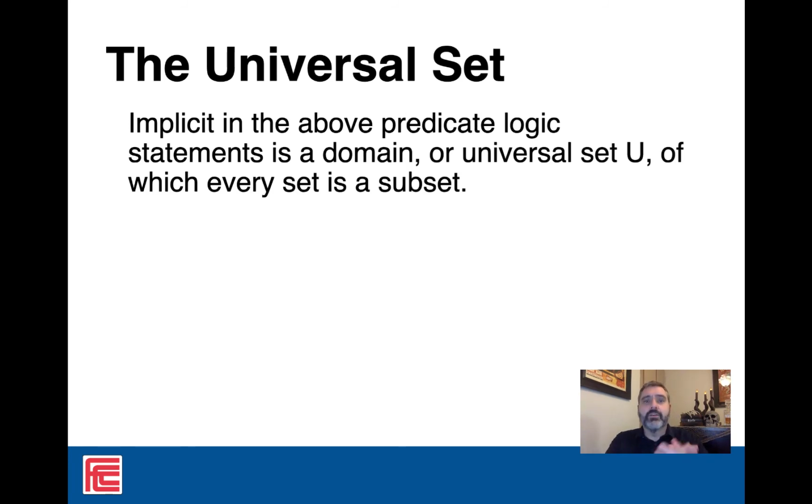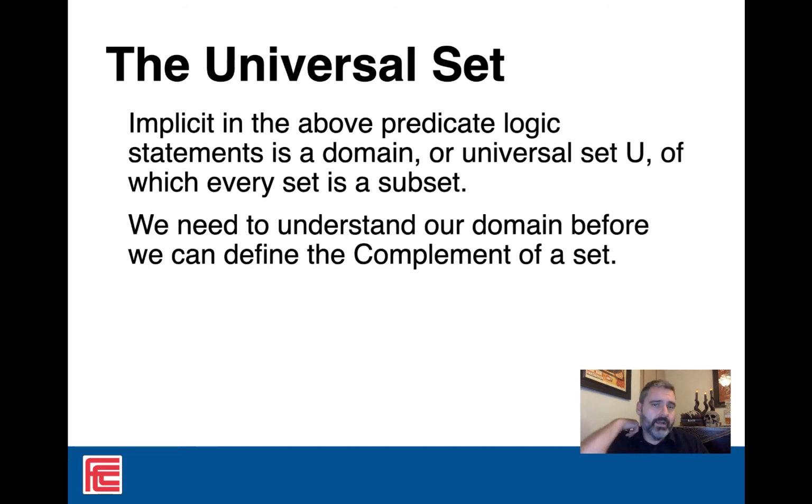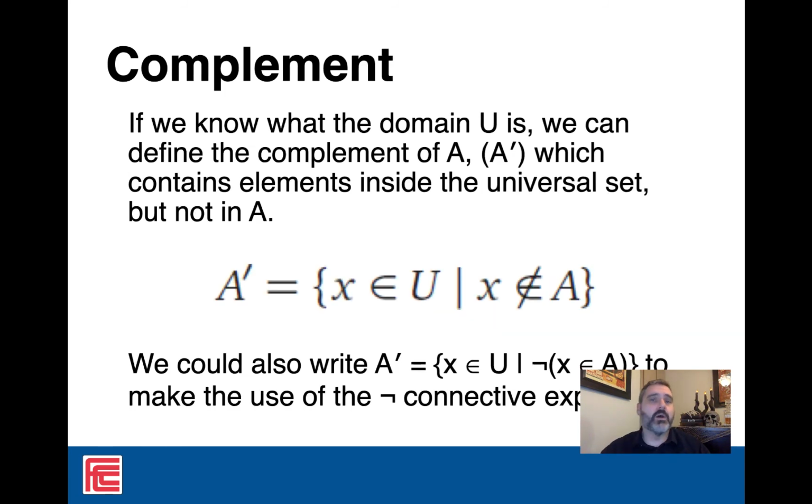Anyway, universal set. So basically, the universal set represents what we're talking about. It's our universe of discourse, our domain. It's only really needed because we need it to know the next concept, which is a complement, right? But what is it we're talking about? When we're talking about numbers, are we talking about integers? Are we talking about all real numbers? Are we talking about people? Are we talking about all matter in the universe, right? And so we need to understand this before we can understand the complement of a set.